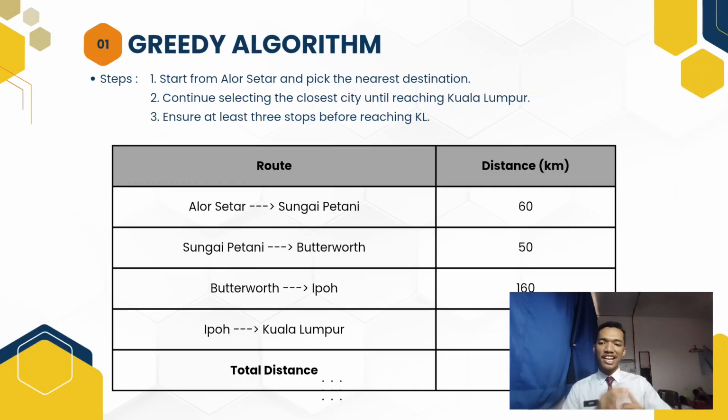So everyone, let's examine the greedy algorithm first. This algorithm is simple. It always selects the nearest university city starting at Alor. We choose Sungai Petani because it's only 60 km away. Next, from Sungai Petani, we select Butterworth, which is 50 km away. Continuing this process, we travel from Butterworth to Ipoh, which is 160 km, and then from Ipoh to Kuala Lumpur, which is 200 km. So this results in a total distance of 470 km.